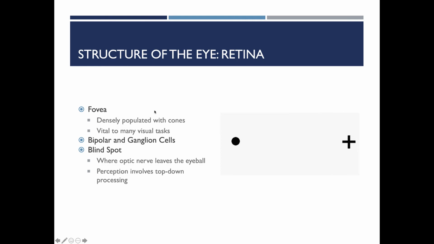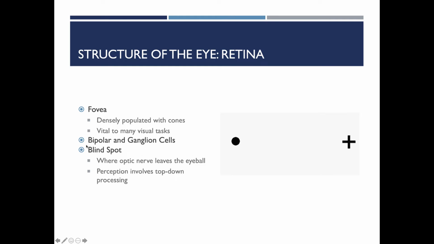Now, I pointed out the fovea, which is densely populated with cones, and it's vital to really good detailed vision. That's where we get our best vision, is when we line up something we're looking at so that it hits that area of the back of the eye.